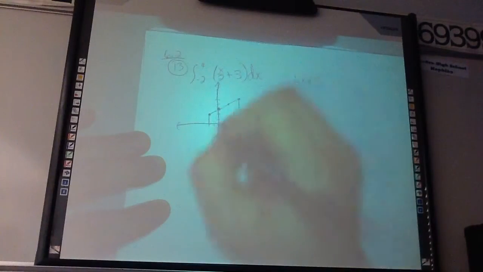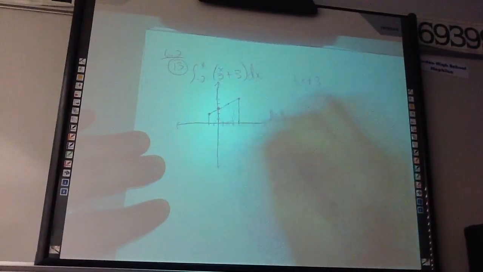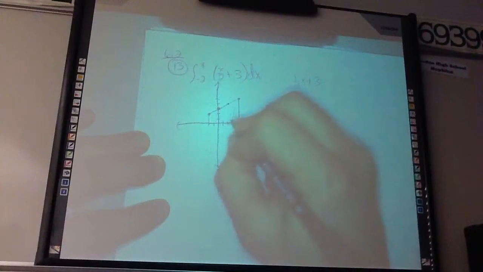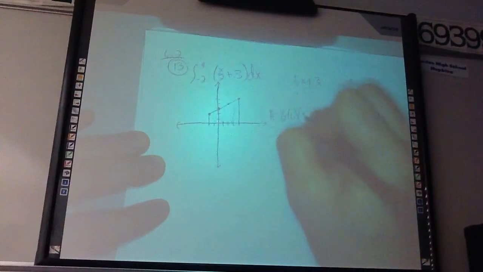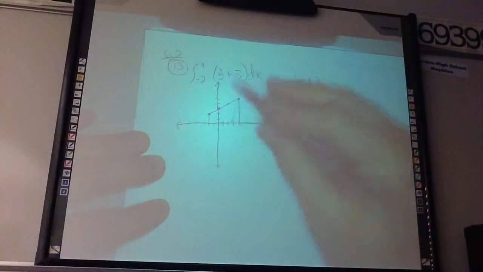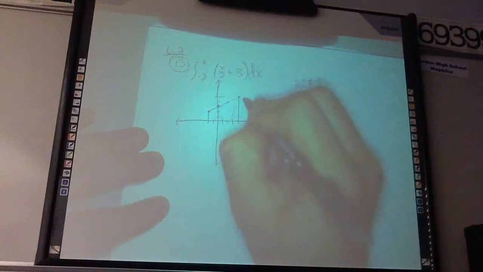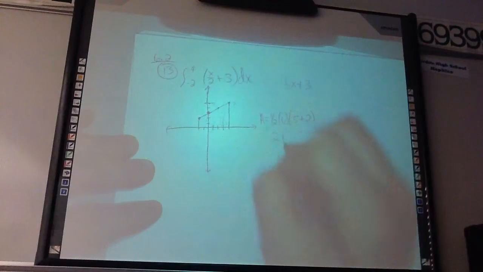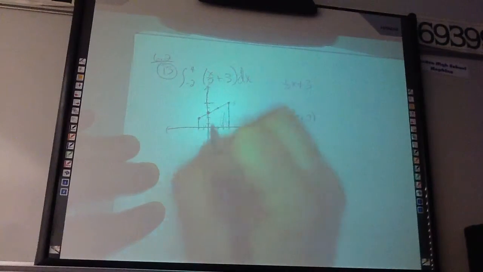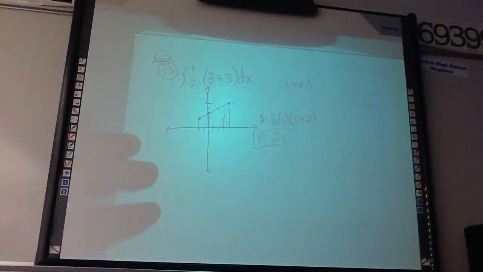The height of it would be 6, and then the base... I think it's 5, and that's 2. So if I plug in 4 for x, 4 divided by 2 is 2. 2 plus 3 is 5. So that y value is 5 right there. So 21 would be your area. Or you could have broken it up into a triangle and a rectangle. It's just the area under the curve between those spots.